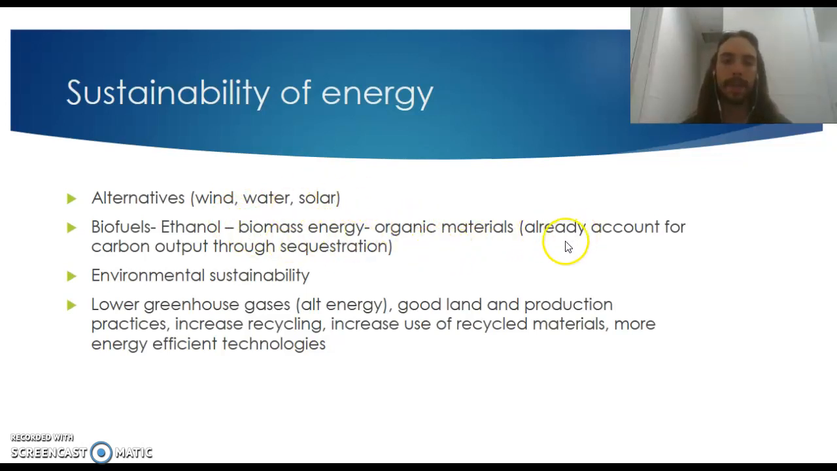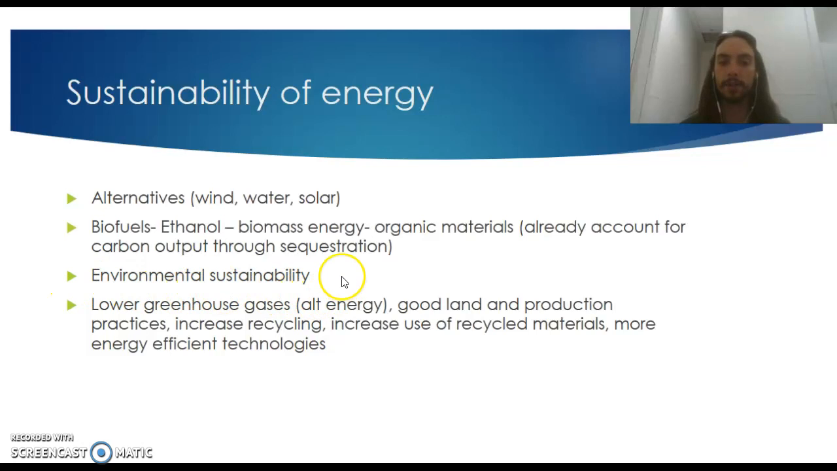So they already account for the carbon output through their sequestration. So any organic material that we turn into biofuel has already sequestered carbon from the atmosphere. So all we're doing is releasing the same amount that we've sequestered. And honestly, it's a little less. So they're good things. Even though they do release carbon dioxide, that's already accounted for through this sequestration process.